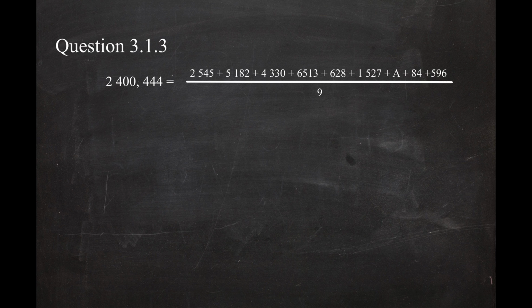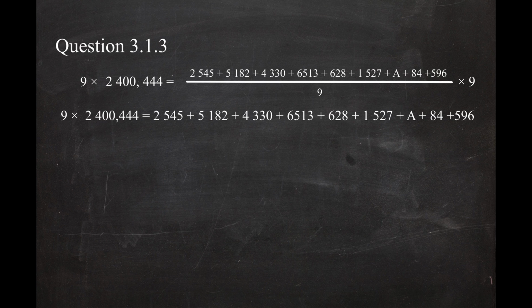To make A the subject of the formula, you have to multiply both sides of this equation by 9. The 9s on the right side of the equation will cancel. Next, you have to simplify this equation by adding the values on the right side of this equation. Next, you have to rearrange the equations so that A becomes the subject of the formula.